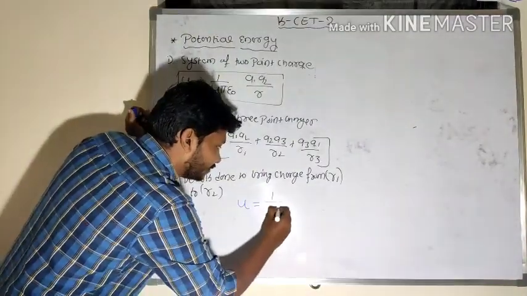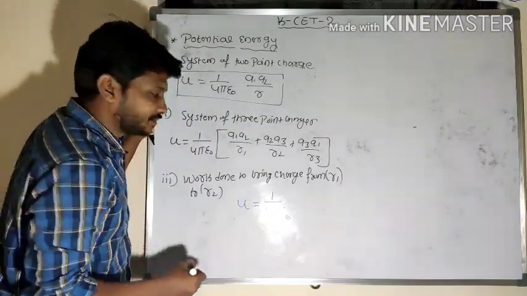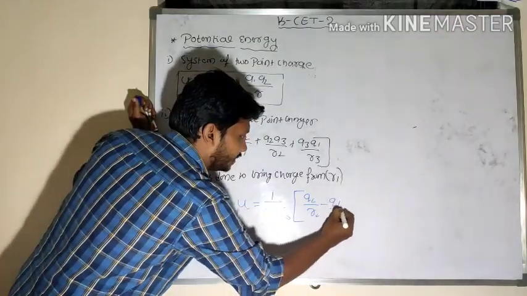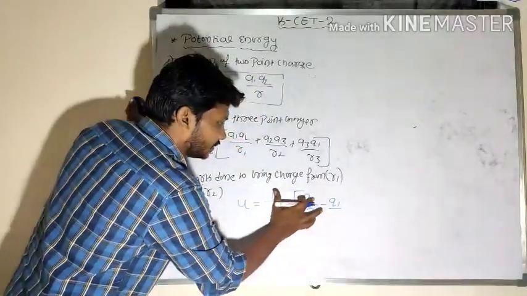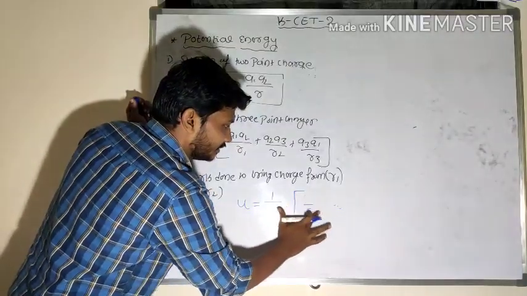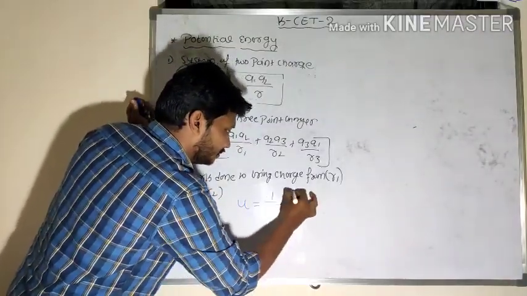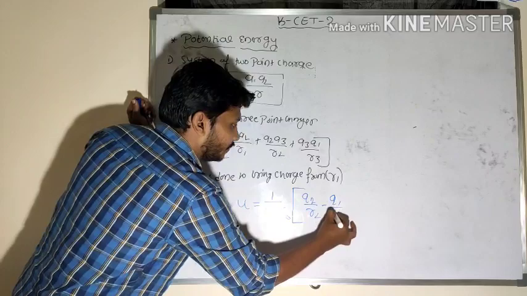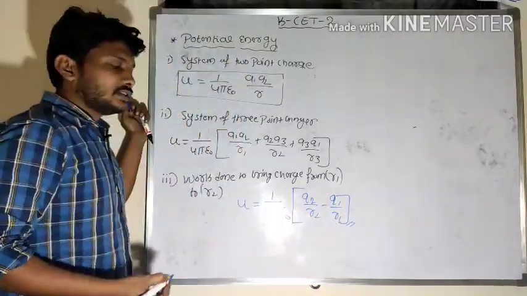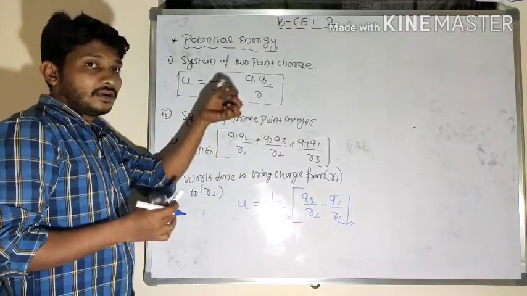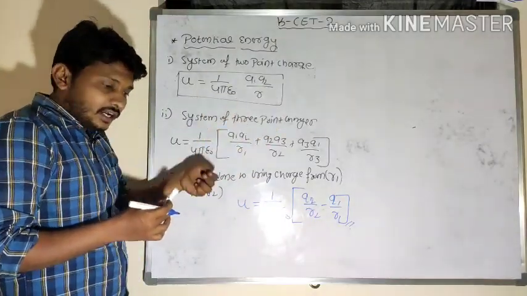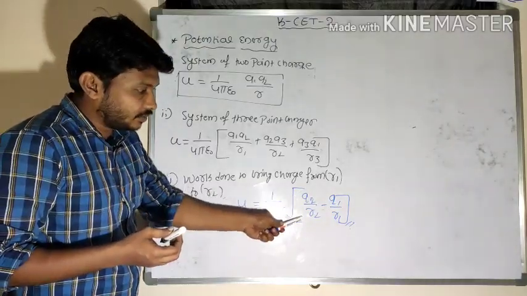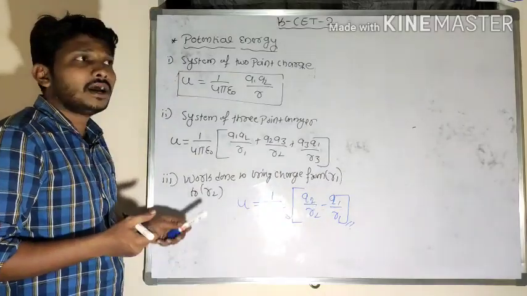So that equation is U is equal to 1 by 4 pi epsilon naught, q2 by r2 minus q1 by r1. This is the required equation for the work done to bring the charge from the initial distance r1 to the final distance r2. So U is equal to 1 by 4 pi epsilon naught, q2 by r2 minus q1 by r1.